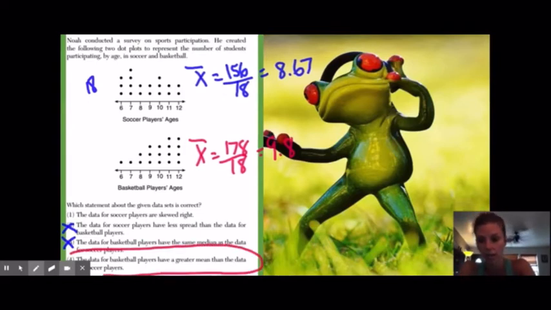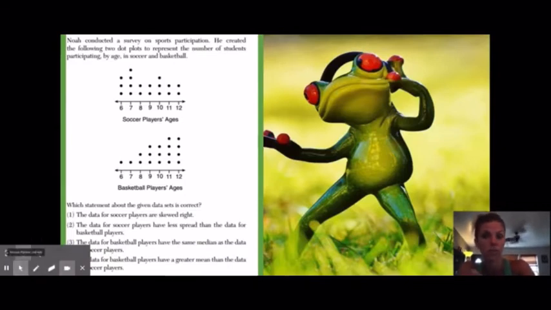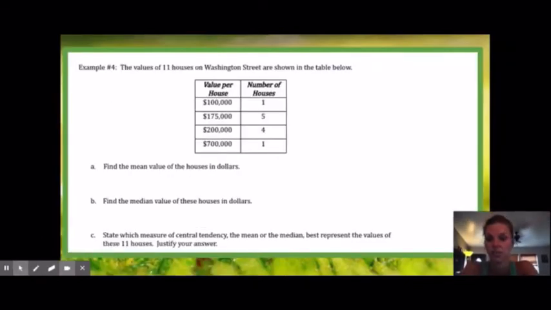Not tough work, okay? And you guys should have done mean, median, and mode before in life, all right? Let's look at this question. This is one of my favorites.